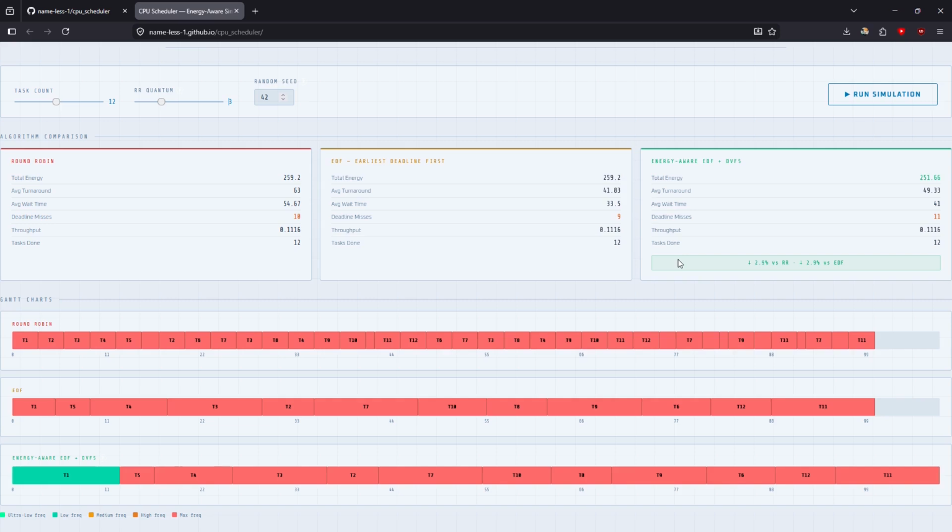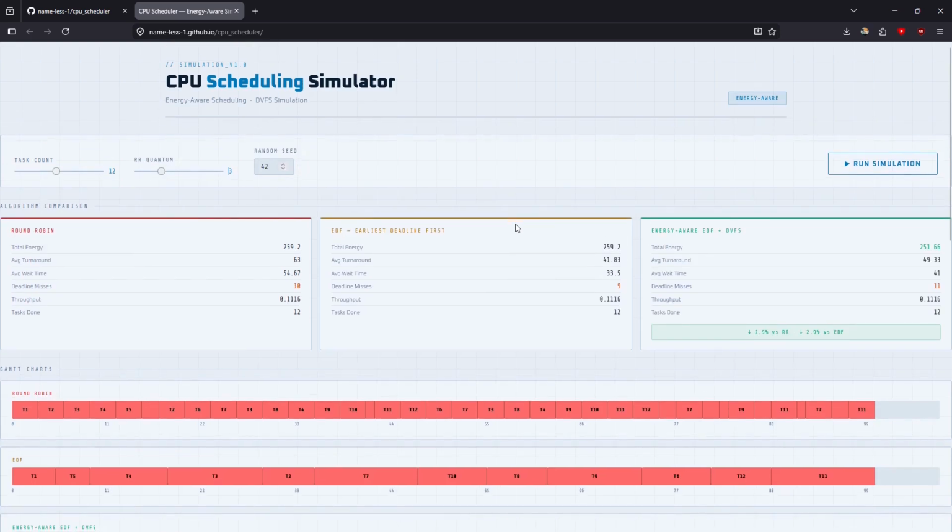Alright, let me show you this in action. So here is the simulator running live in the browser. No installation needed, pure front end. You can see we have three inputs at the top. Task count, we'll keep this at 12. As you can see in the tooltip, this is the time slice for round robin. We'll keep it at 3. And the random seed ensures we get the same tasks every run, so the comparison is fair. Let me hit run simulation.